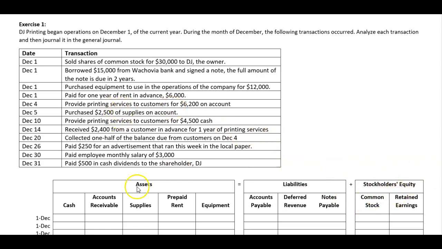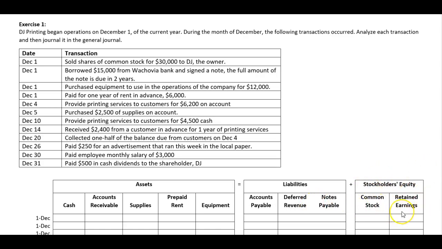Under that, remember, assets are resources that bring us future economic benefit. They include items like cash, receivables, supplies, prepaid items like rent and insurance, and then equipment and long-term assets, machinery, buildings, things of that nature. Liabilities are things we owe. That would include payables, which are also creditors' claims to our assets, deferred revenue, and notes payable. There are others as well, bonds and leases, things of that nature, but this is general liabilities.